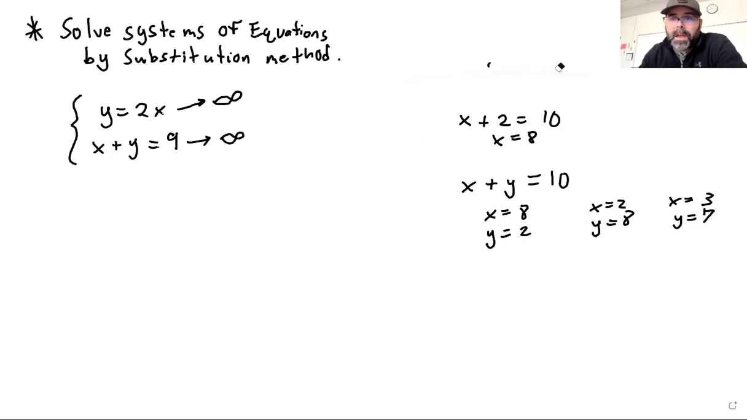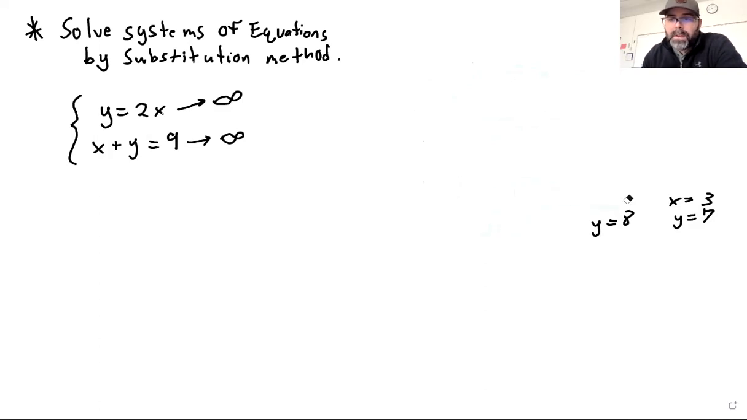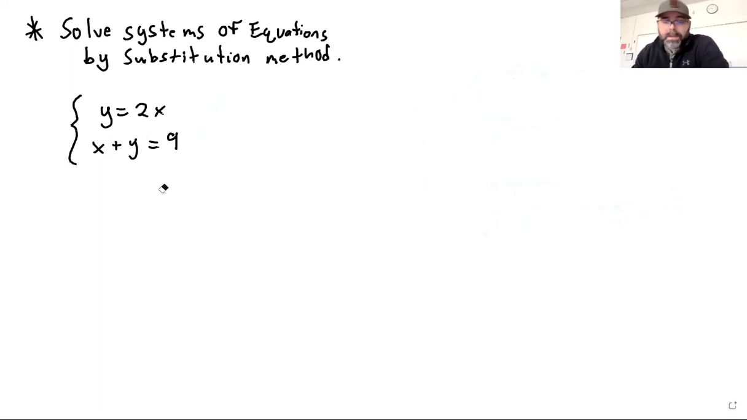We found that ordered pair, that X and Y value that made both equations true at the same time. So what I'm showing you today is another way of finding that X and Y value that is going to make both equations true at the same time. Now, could we graph these equations? Yes, we could graph them. We could find out where they intersect, and that's going to tell us the solution to this system of equations.